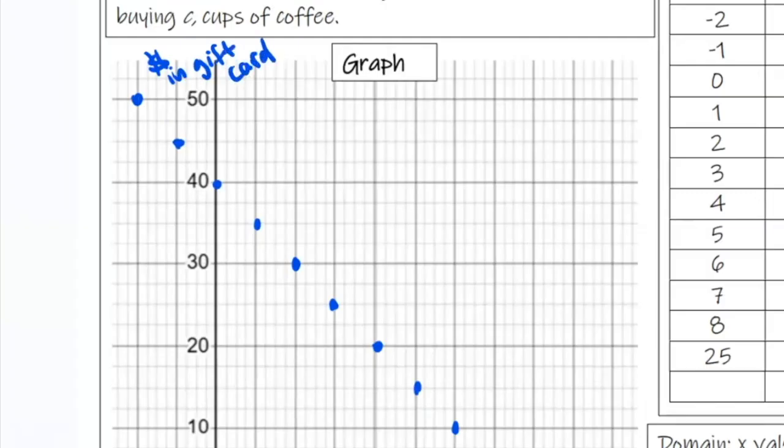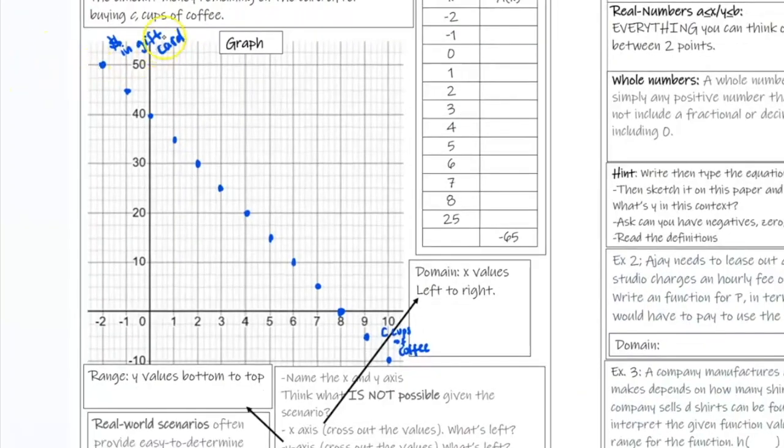Okay, so now just think about that for a quick second. If I'm looking at money in a gift card and cups of coffee, you're going to cross out the values that don't make sense in the x-axis. So what would not make sense in terms of cups of coffee? Can I have 1 cup of coffee? 2, 3, 4, 5, 6, 7, 8? Can I have 9 cups of coffee? No. Why? Because I'm going to run out of money. So this portion of my graph does not make sense. So I'm just going to highlight it as crossed out.